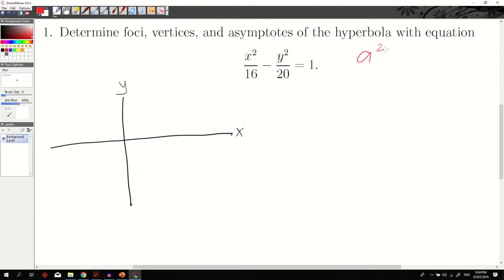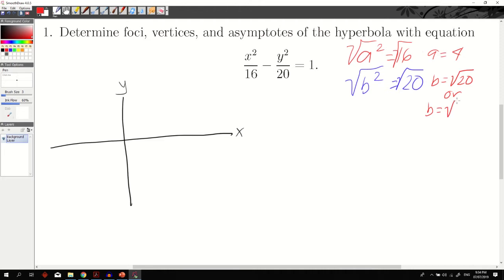So a squared equals 16, then b squared equals 20. If we take the square root of these, a will be equal to 4 and b is equal to the square root of 20, or the square root of 4 times 5, which is b equals 2 square root of 5. Okay, so we now have a and we have b.